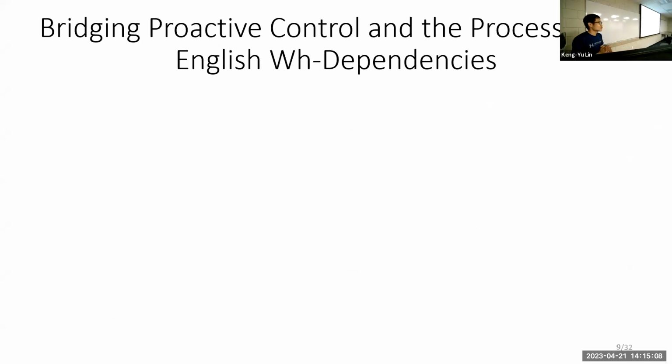So far so good. We talked about cognitive control, English WH dependencies, and the filled gap effect in English WH dependencies. So what do all these have to do with each other, what do they have in common, and why bother talking about them? In this slide, I'm going to combine the concepts together, which is the essence of the present study. We are bridging proactive control and the processing of English WH dependencies.